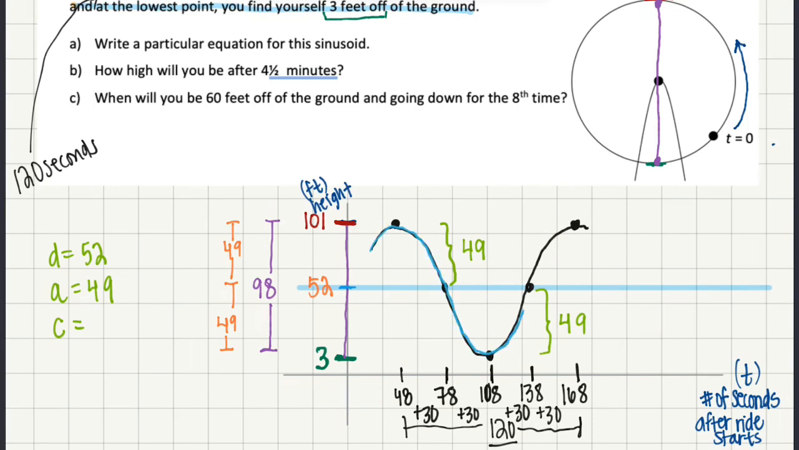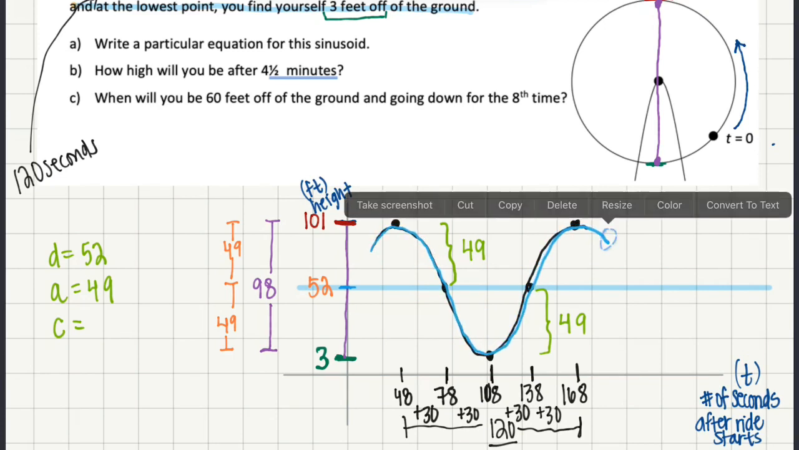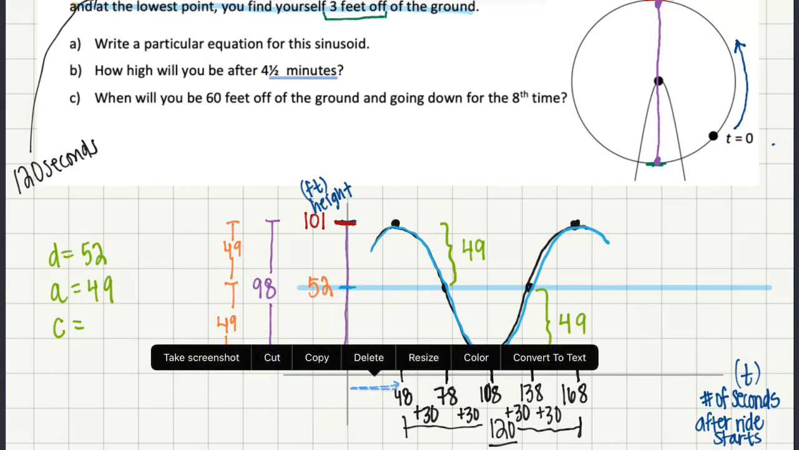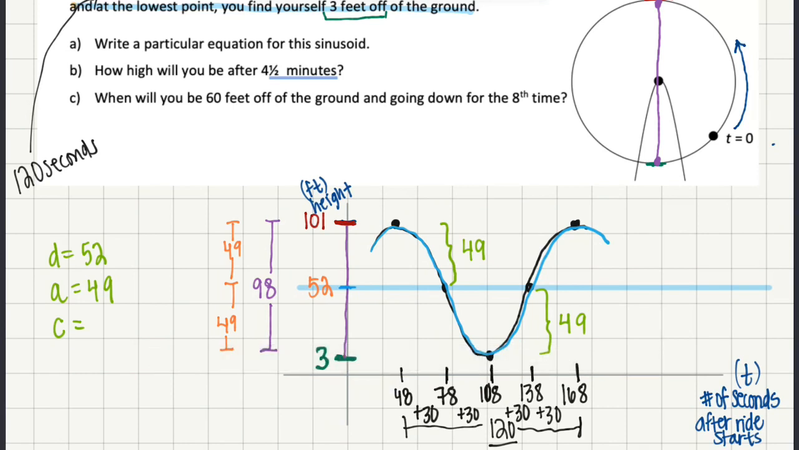Let me get that back. All we're doing is we're taking that cosine curve and we're shifting it to the right. That's a phase shift, right, 48. So we're going right 48. So C is going to be 48, and that's because we're going right 48 seconds to get to the maximum.